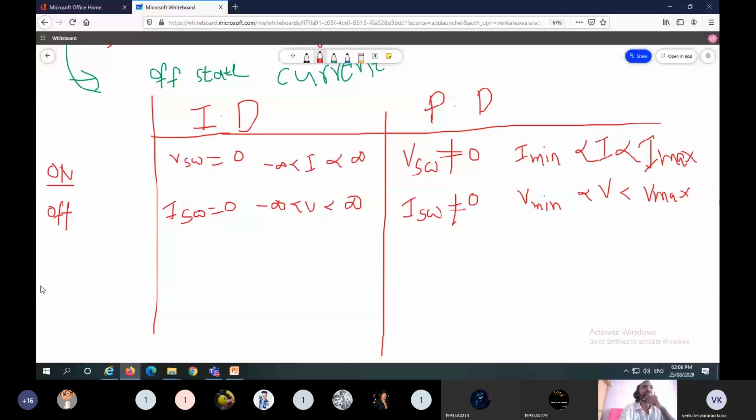Next, coming to switching speed. For an ideal device, there is no time to make a transition from on state to off state, or off state to on state. So switching time is 0, but it will not be equal to 0 for a practical device. So if we look at the variation of voltage, current, and power across the switch for an ideal diode and a practical diode, the waveforms are like this.